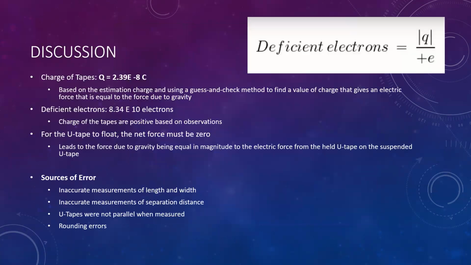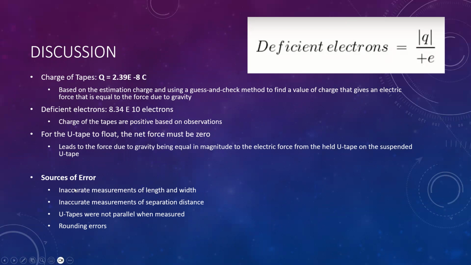In the discussion, the charge of the tapes Q equaled 2.39 times 10 to the negative 8th coulombs, based on the estimation and using a quick guess and check method to find the value of the charge that gives an electric force equal to the force due to gravity. It was 8.34 times 10 to the 10th electrons deficient. The charge on the tapes is positive based on observations. For the U-tapes to float, the net force must be 0. This leads to the force due to gravity being equal in magnitude to the electric force from the held U-tape on the suspended U-tape.